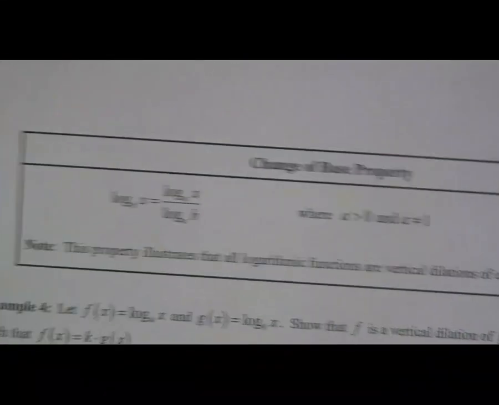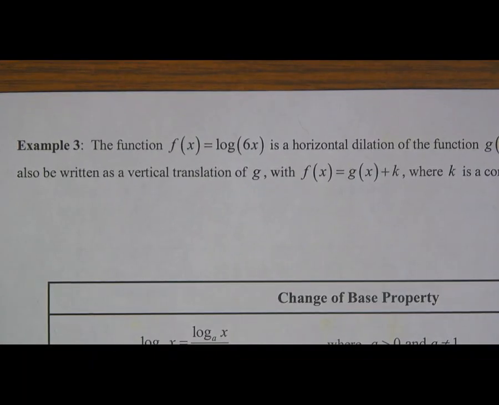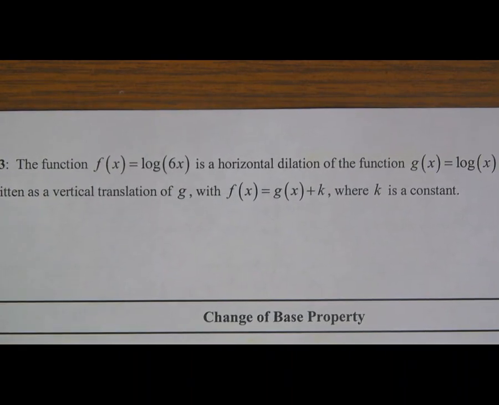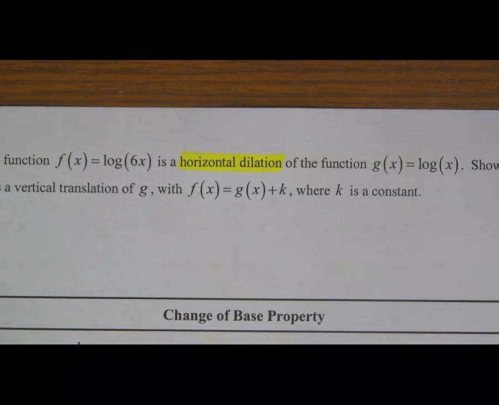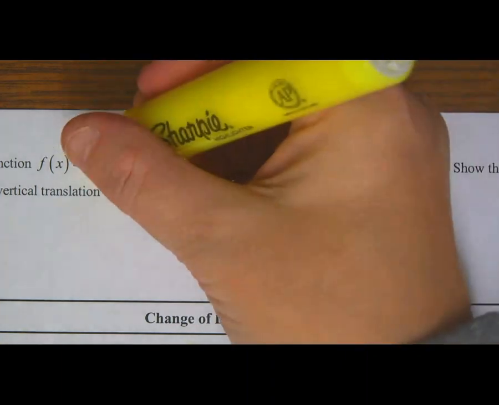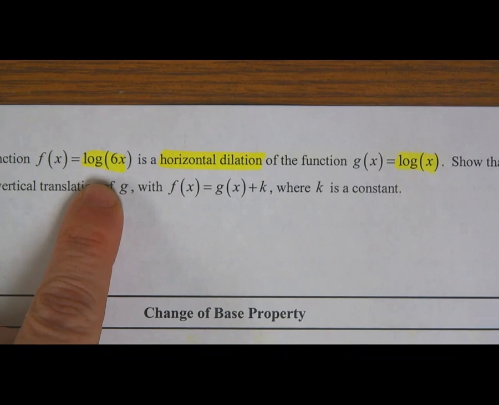Really all you've done so far is like Algebra 2 level stuff. This is kind of where we start to look at how it applies in a pre-calculus setting. It says the function f of x is defined as log of 6 times x. And it says that that's a horizontal dilation of the function regular old log of x. G of x is just log of x. It's saying that this is a horizontal dilation.